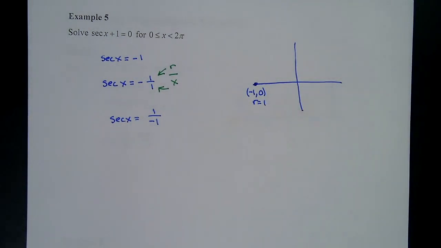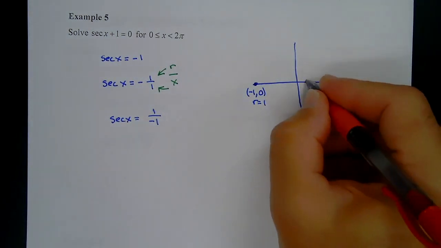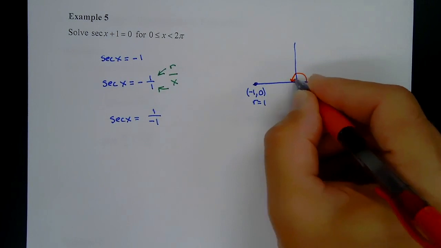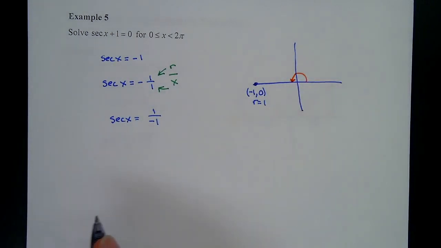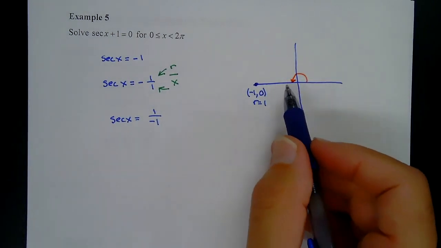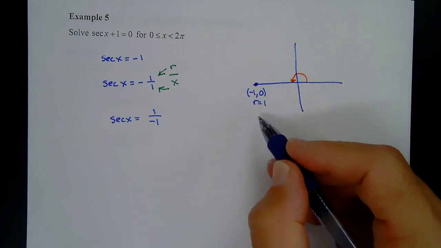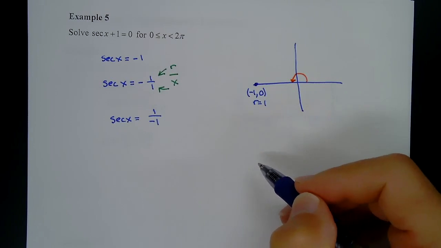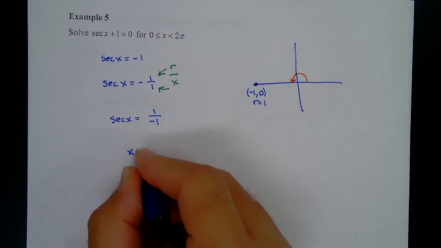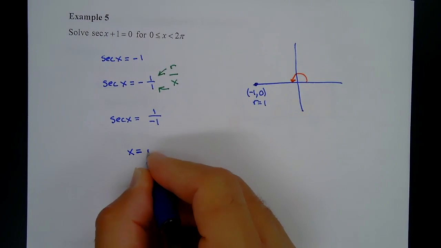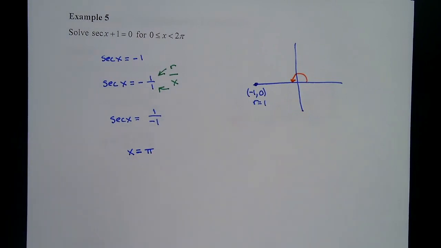Okay, so what's this angle that I would have to rotate, right? I'd have to rotate all the way to here. And for this one problem, there's only one answer, and it's that angle right there. That's it. That's the only place, because there's no other place where x would be -1 and r would be 1, okay? So that means this angle that we'd have to rotate is just simply pi. So the answer to this is pi. All right?